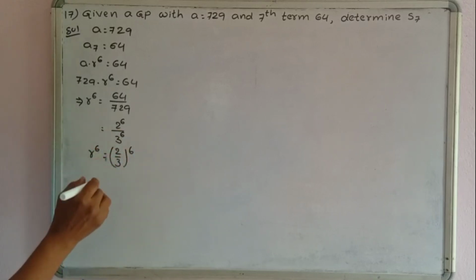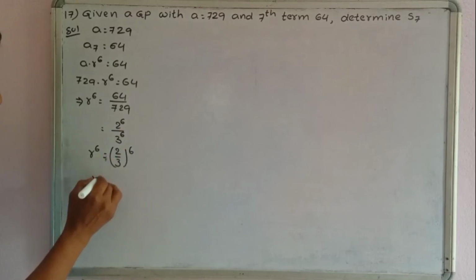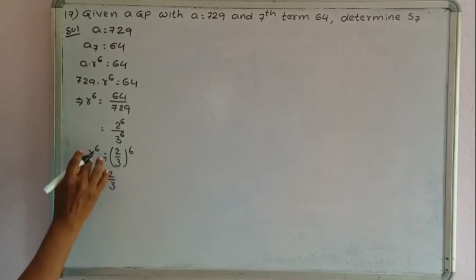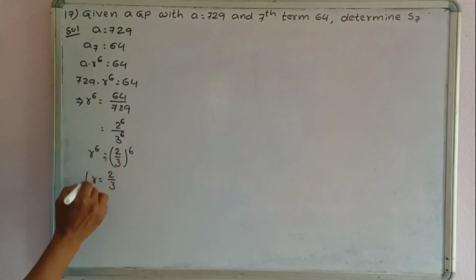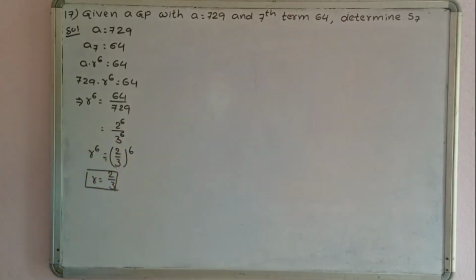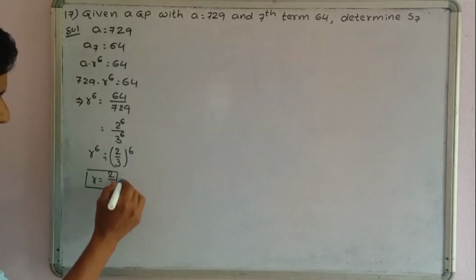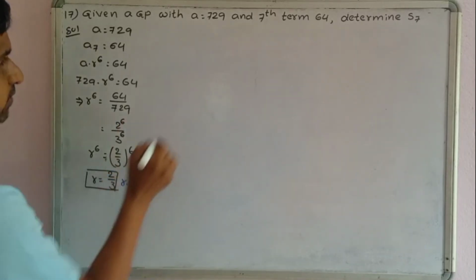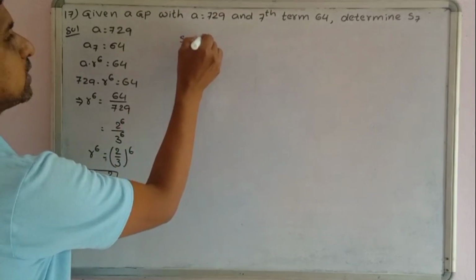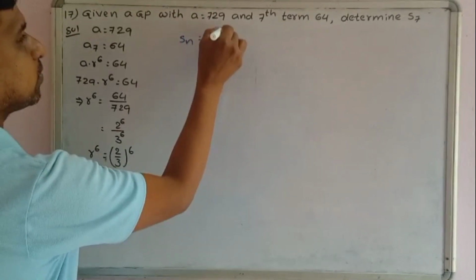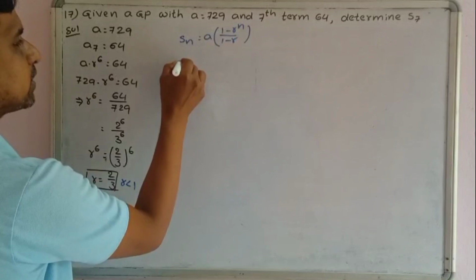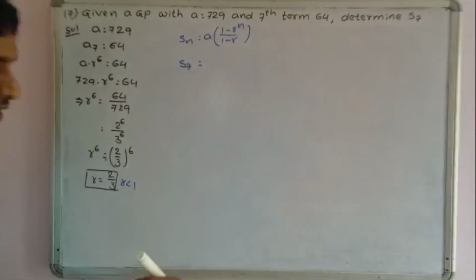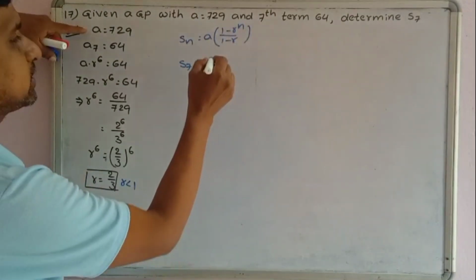r power 6 equals (2 by 3) power 6. Now therefore r equals 2 by 3. Why? It is in the form a power m equals b power m, so a equals b. So r equals 2 by 3. Now we will find S7. Here r is less than 1. What is the Sn formula actually? Sn formula is a into (1 minus r power n) by (1 minus r). Now I want S7, the sum of 7 terms. So what is the a value?